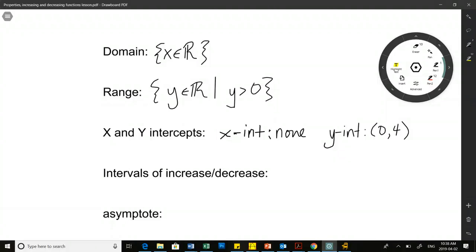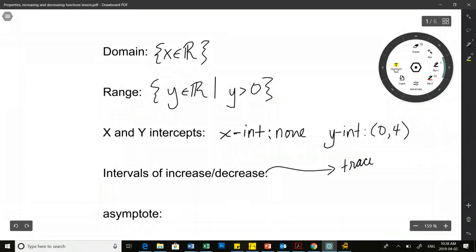Okay, this is something new, intervals of increase, decrease. So the little test that I like to do when I'm looking for intervals of increase, this is saying over what x values are the y values increasing or decreasing. The thing that you can do to test whether it's increasing or decreasing is start at the left side of the graph with your pen or pencil and just trace along the graph. And if your hand is going up, it's increasing. If your hand is moving down, it's decreasing. So we're going to trace our pencil left to right.